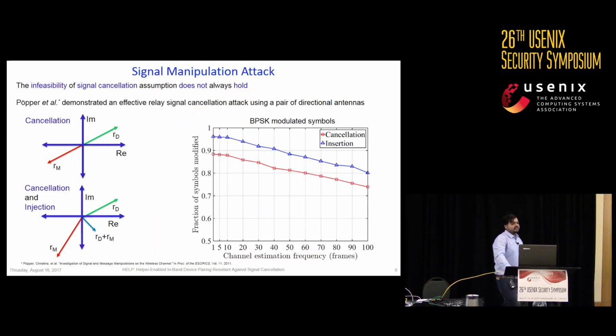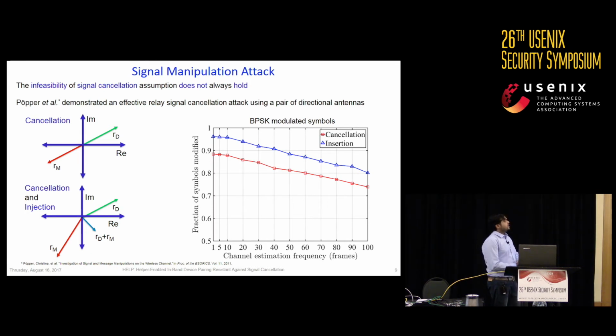So the infeasibility of signal cancellation assumption does not always hold, because in indoor environments the channels are fairly stable and those can be predicted. And in 2011, Popper et al. demonstrated an effective relay signal cancellation attack using a pair of directional antennas.